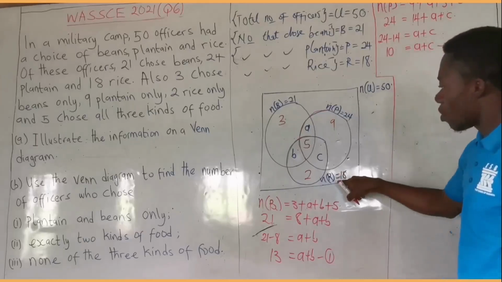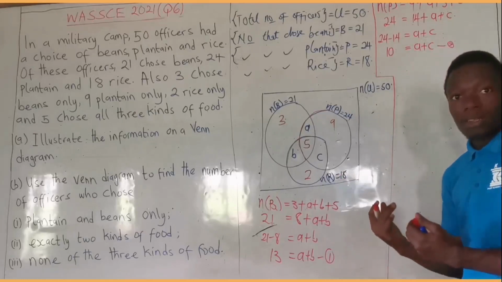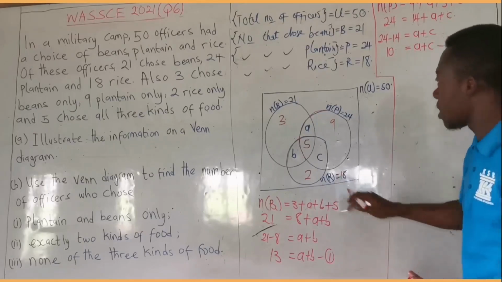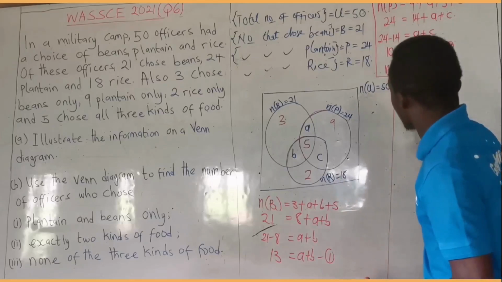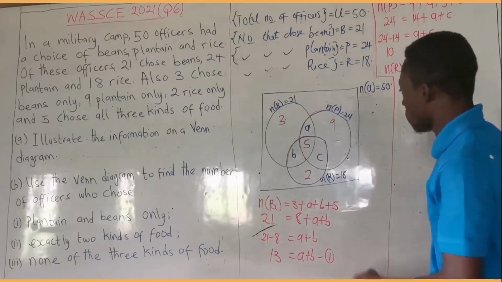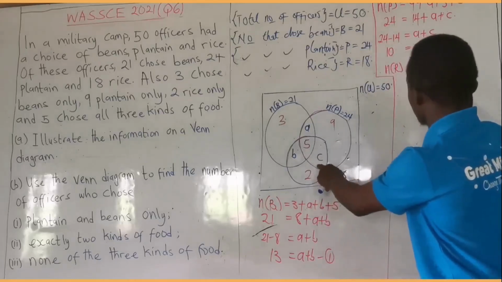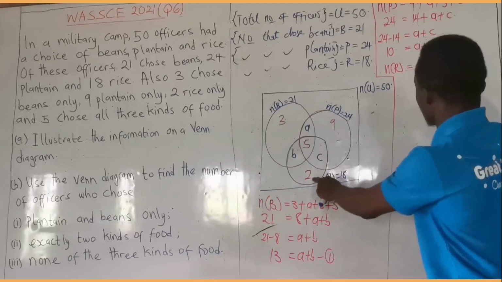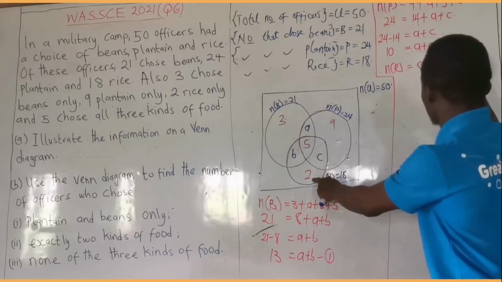We do the same for the rice. So I hope you are following and getting that data. So here we do it for rice. Consider the number of rice, which is equal to C plus 2 plus B plus 5. Right?